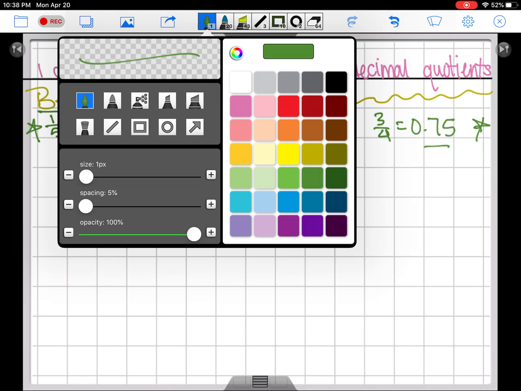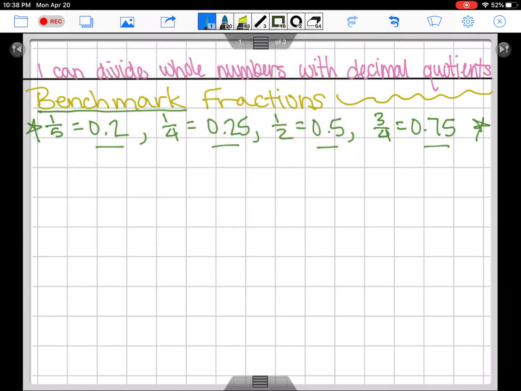You do not have to know them right now, but one thing that you'll find over time as you do memorize these fractions and how much they are equivalent to as a decimal, that will really help you in some division problems. Sometimes you might do a problem and you'll actually be able to find that it is equivalent to one of these benchmark fractions, and that's going to make it super easy to solve.